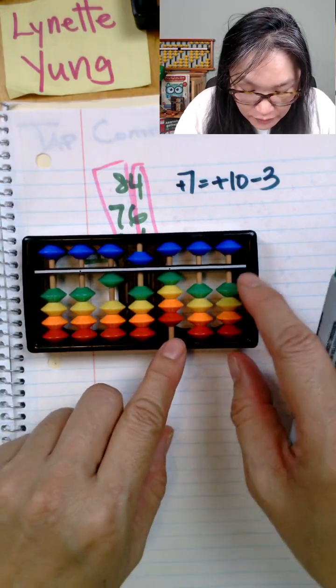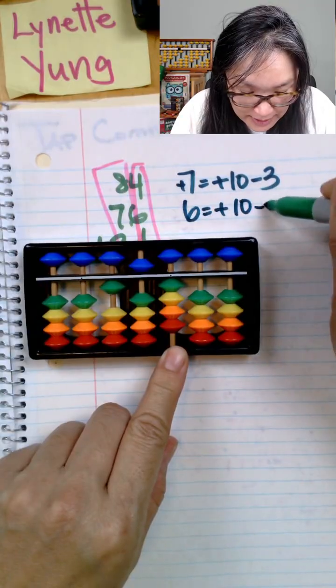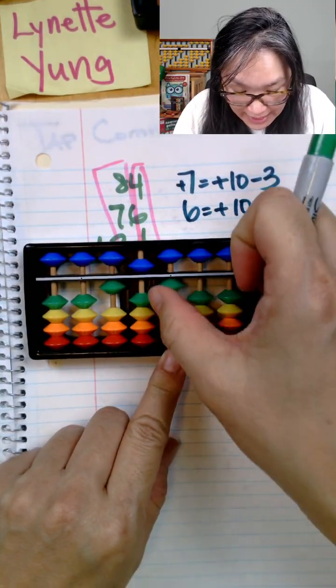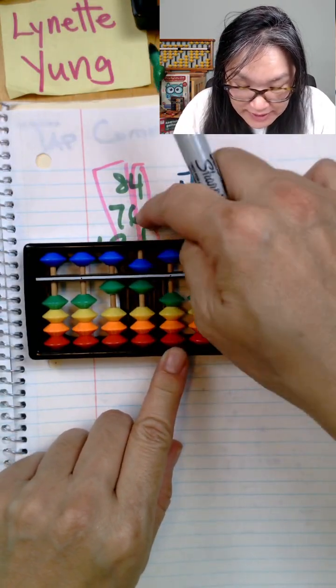Now I have to add the 6. So if I plus the 6, I need to minus the 4. So I add the 6 by plus the 10, take away the 4. So I'm done with 76, right?